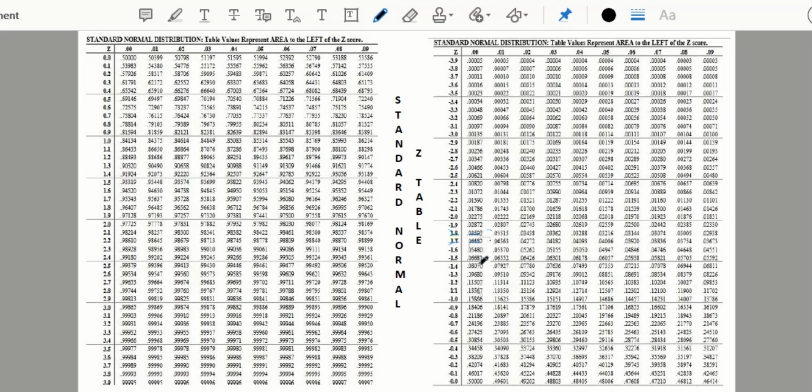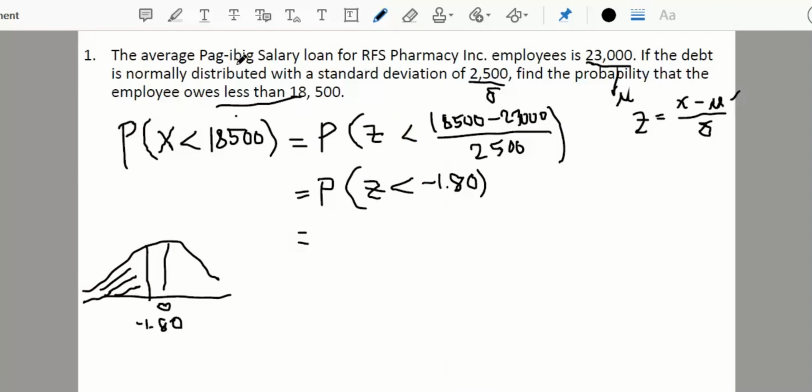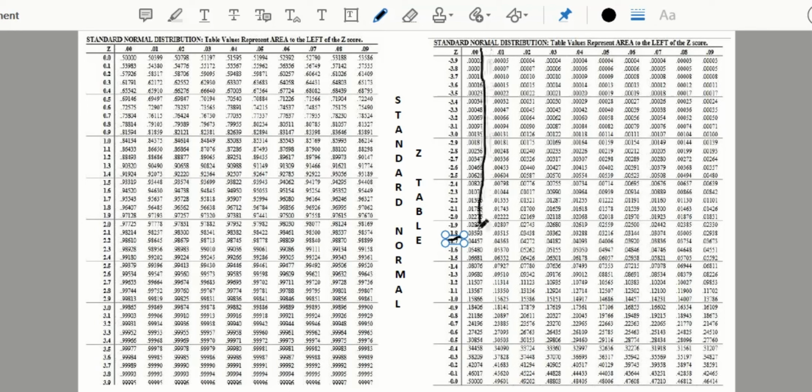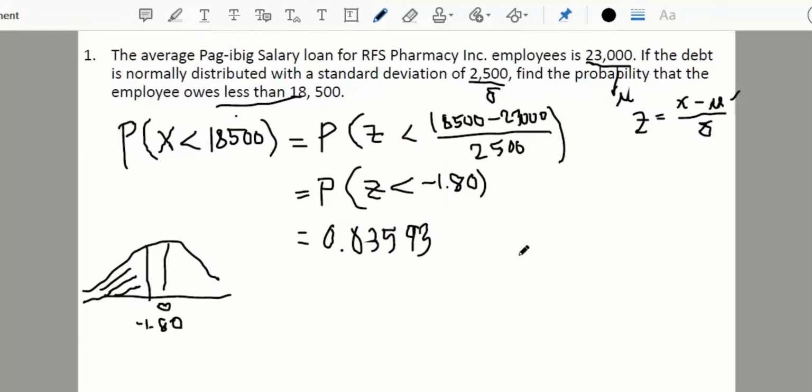So we have 0.03593. So again, negative 1.8 is here, then 0.03593. So this is the 0 column. Okay, so we have it here, 0.03593. So the probability that the employee owes less than 18,500 is 0.03593.